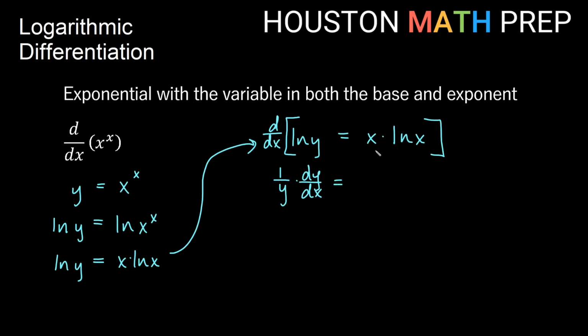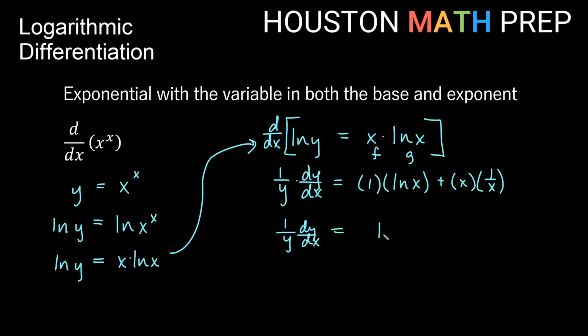And on the right side, I'll think of this as my f, and ln of x as my g, and so I'll have f prime g as the first part of my product rule. F prime would be 1. G is just ln of x, plus, now we'll have fg prime, so f is x, and g prime, the derivative of ln x, would just be 1 over x. And we'll do a little bit of simplifying over here. So I have 1 over y dy dx equal to 1 times ln x, that'll just be ln x, and x times 1 over x, well, that's just 1, right?